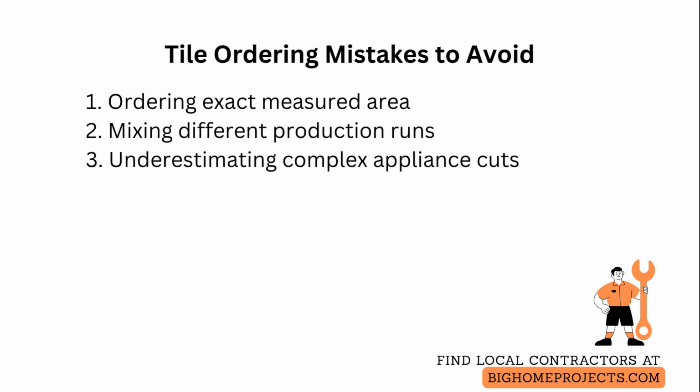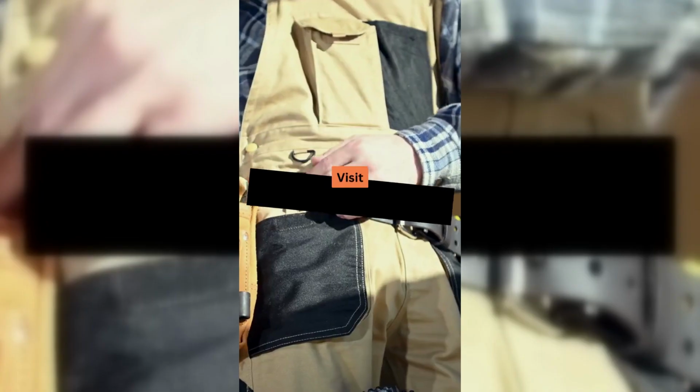And underestimating complex cuts around machines and cabinets, which you avoid by measuring around appliances and adding extra for waste, or temporarily placing appliances to measure actual gaps.